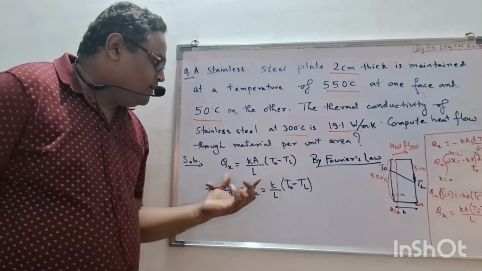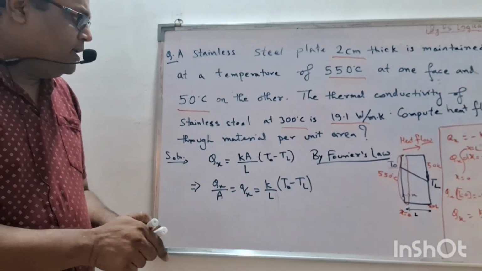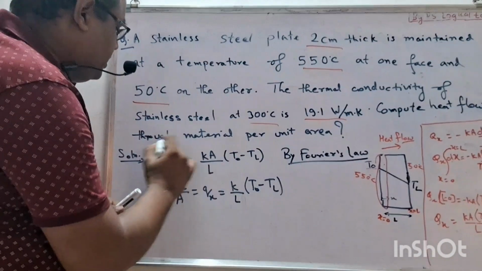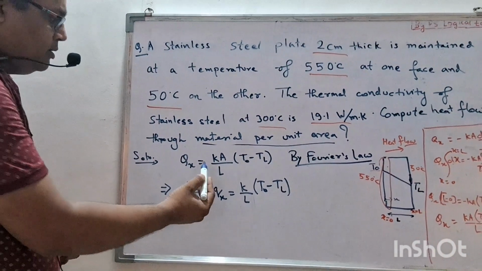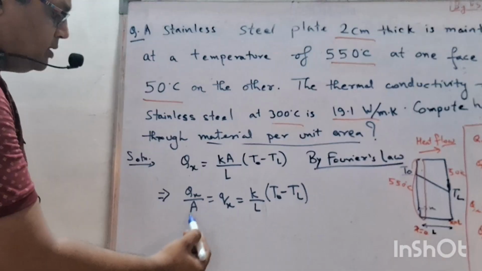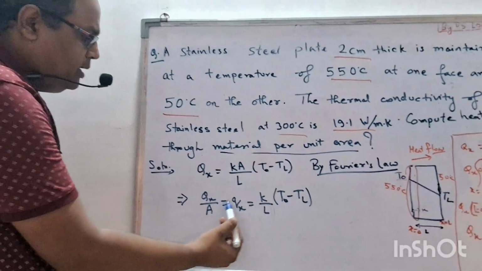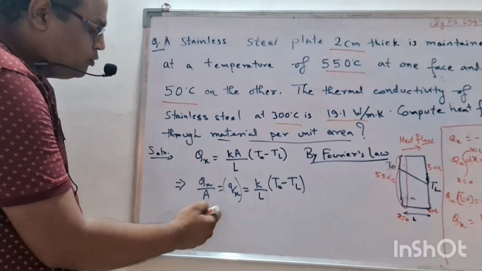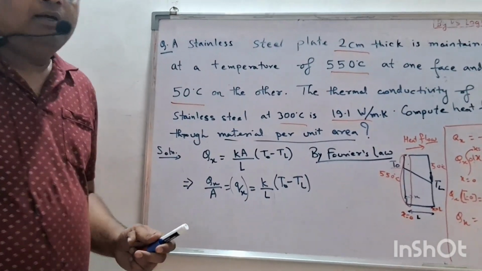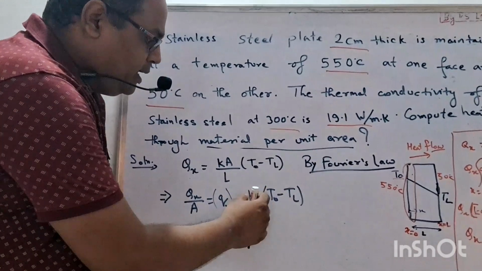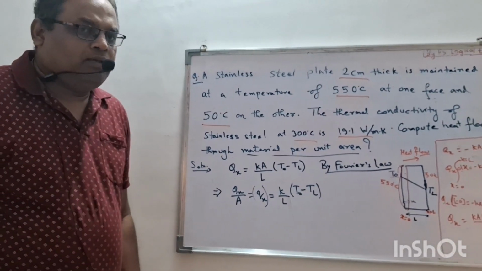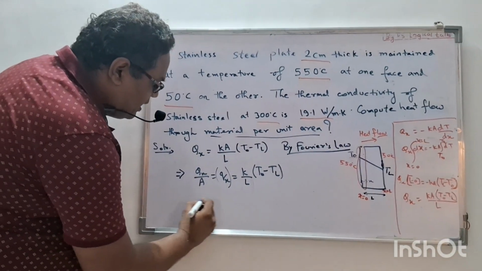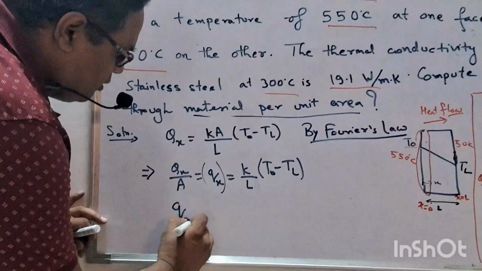So this is given, but here the question is we have to find out the heat flow through the material per unit area. So what we do is we take this area this side, so it becomes Qx upon A, that becomes a heat flux. So we have to calculate the heat flux of the material, that is equal to K into (T naught minus TL) divided by L. So now if we put the values, you can put the values and find out this value.